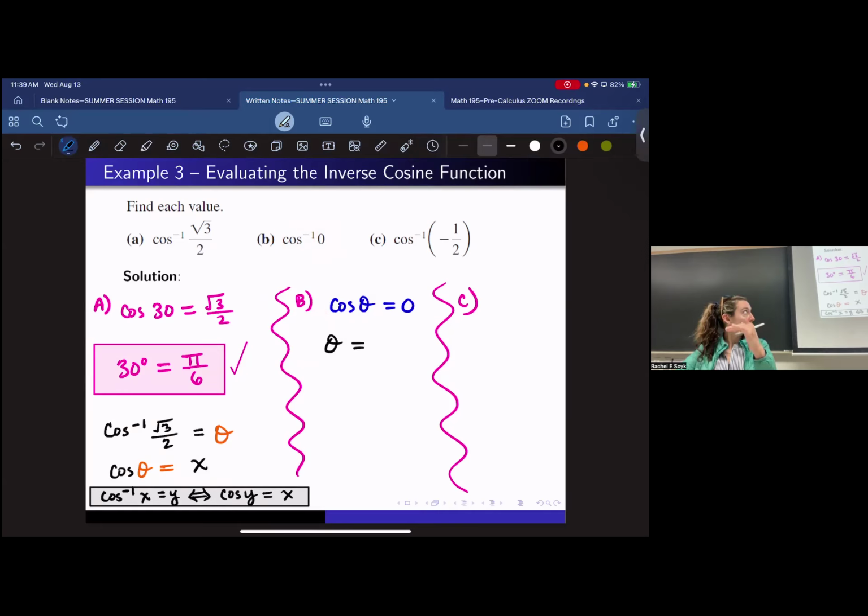About your unit circle. Where is your cosine, your x coordinate, when that's 0? What angle are we at? Pi over 2.